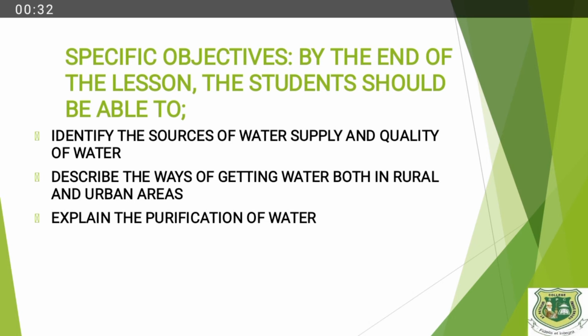Our specific objectives are: Number 1, identify the sources of water supply and the quality of water. Number 2, describe the ways of getting water both in rural and urban areas. Number 3, explain the purification of water.